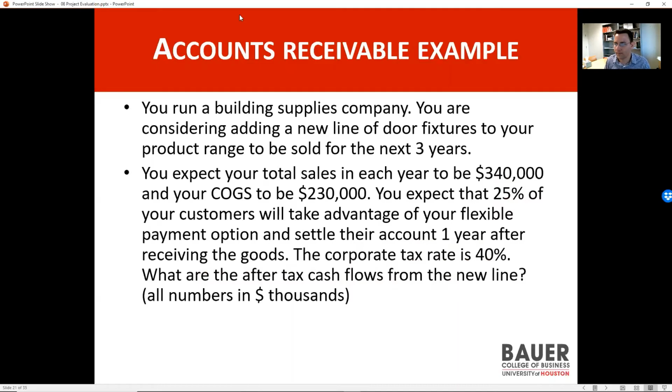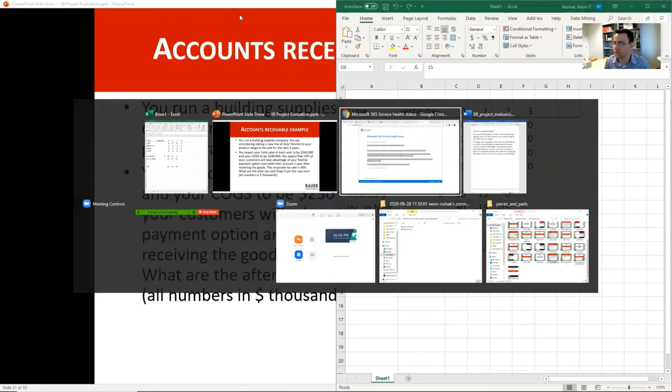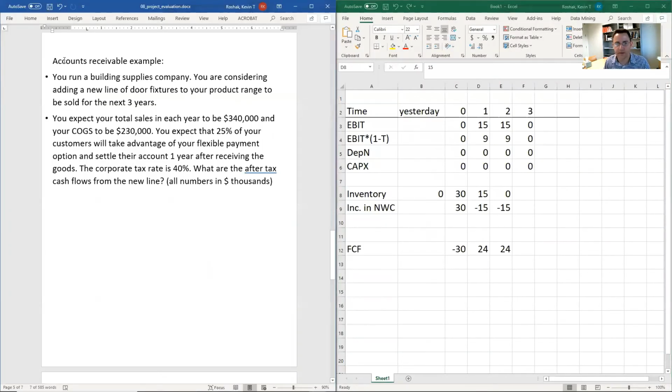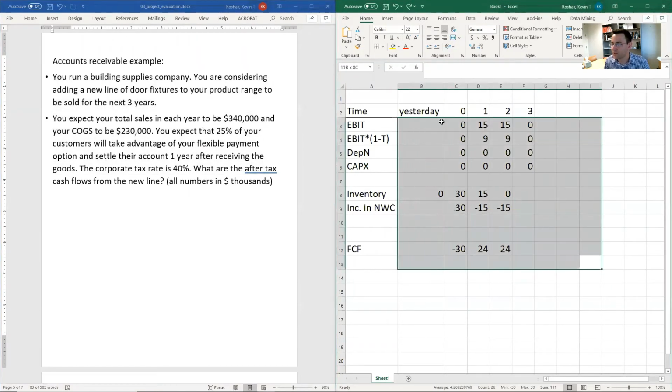Okay, let's pull up the whiteboard again. Okay, so here's the problem text. I'm going to replace all of these numbers that we had from last time.